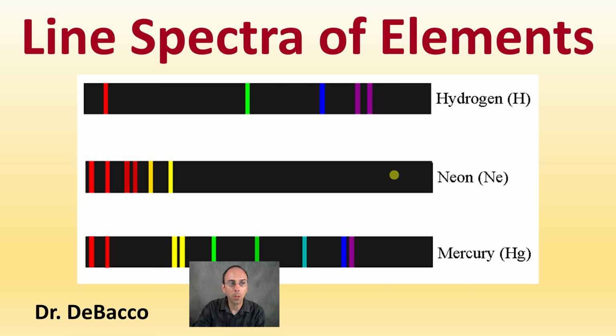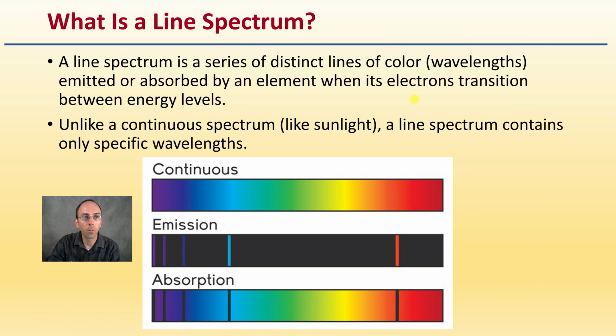But now let's dive into a little more detail for these. So first off, what is a line spectrum? This is basically a series of distinctive lines of color, wavelengths emitted or absorbed by an element when its electrons transition between different energy levels. Again, think of that Bohr model, that planetary model, jumping to those distinctive energy levels. Unlike a continuous spectrum as we see here, an example of which would be sunlight, a line spectrum contains only specific wavelengths. We see those here, there are individual little bars. Think of them like fingerprints, think of them like barcodes, because they're each unique to those different elements.